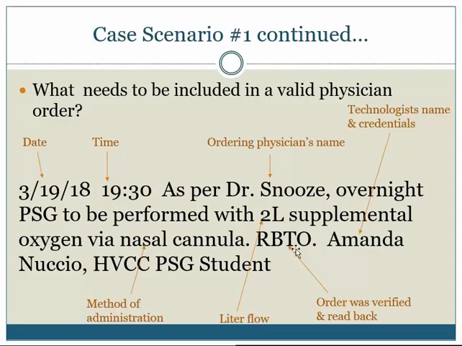You read back and verified the order, your name, your credentials. You actually need to write it out so it's legible and makes sense. We get in the habit of just jotting down things quickly. Write it out in a manner that is understandable.